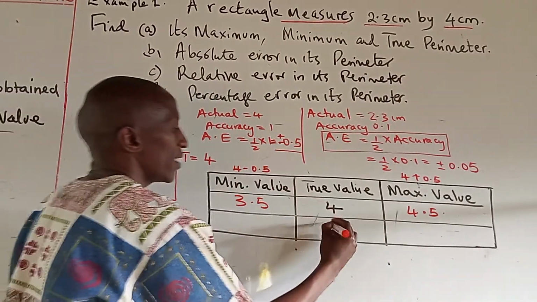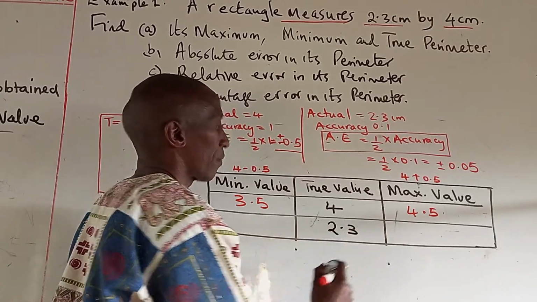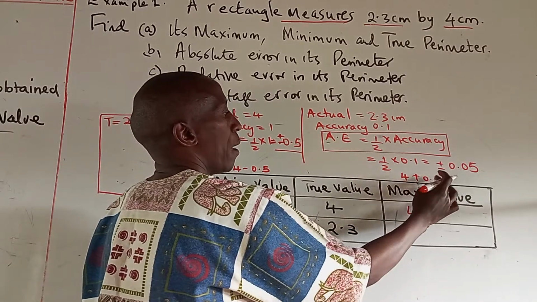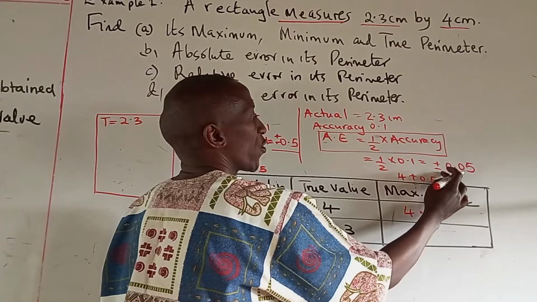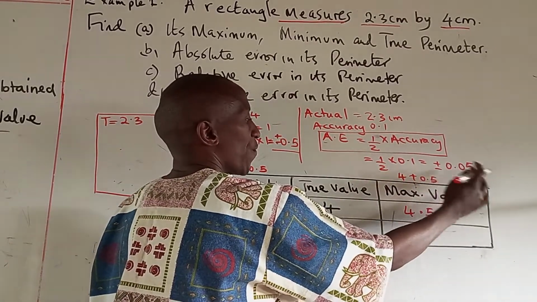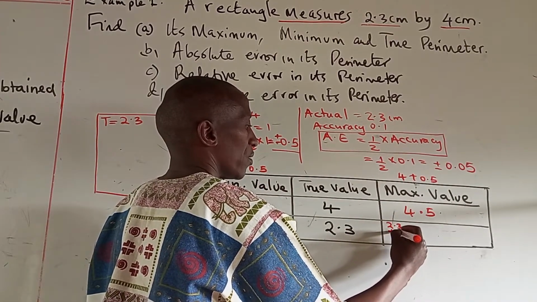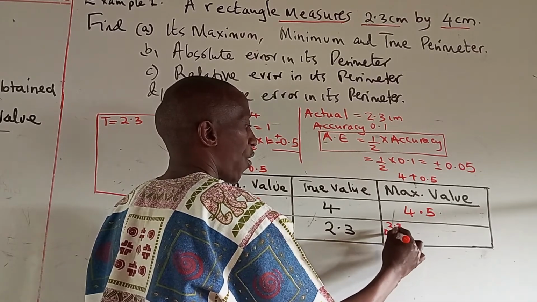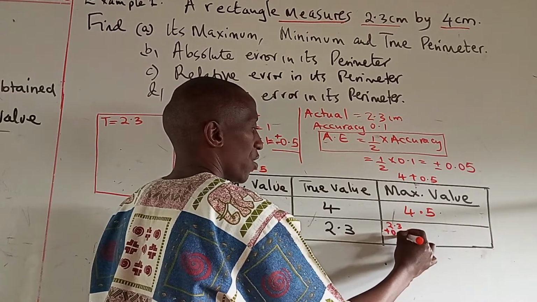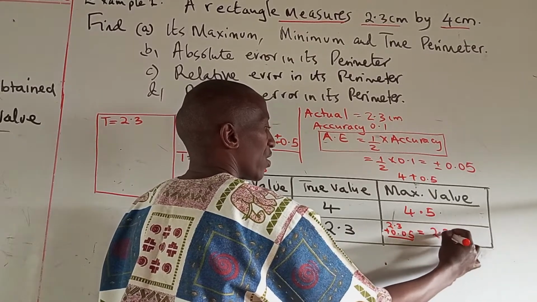When the measurement is 2.3, let me use black, 2.3, so we have the absolute error for this measurement being plus or minus 0.05. For the maximum, we add 0.05. I can do it here. 2.3 add 0.05, and we get 2.35.